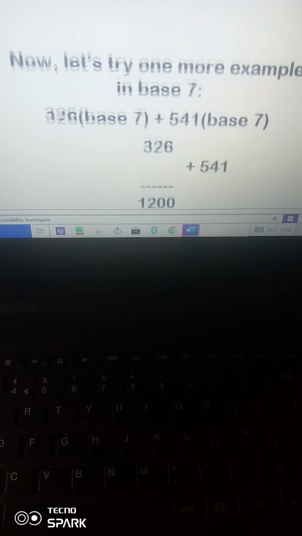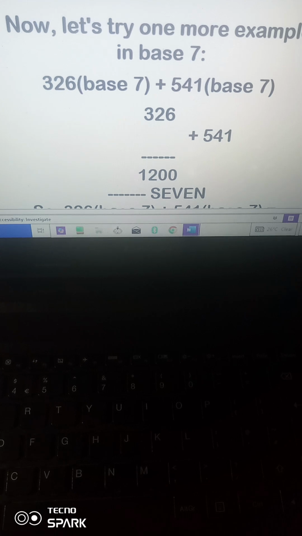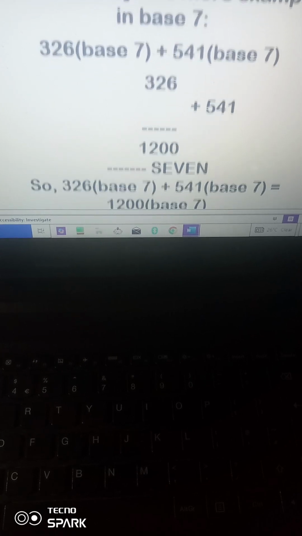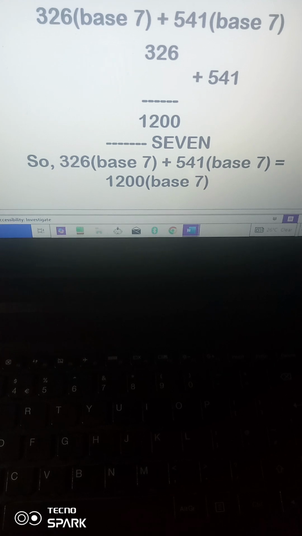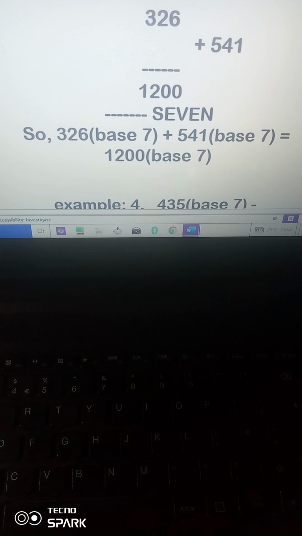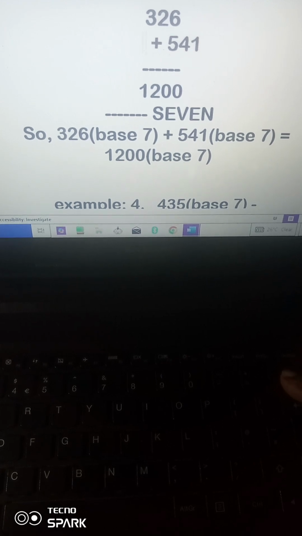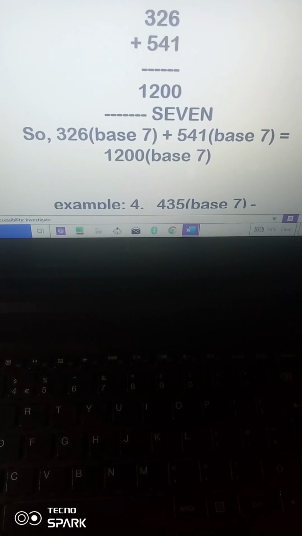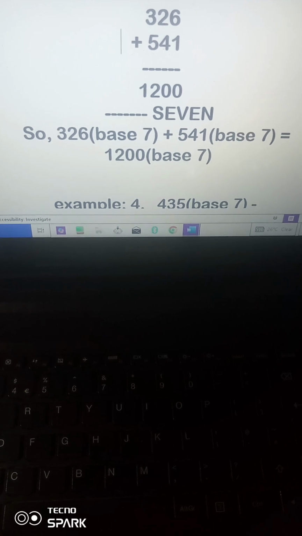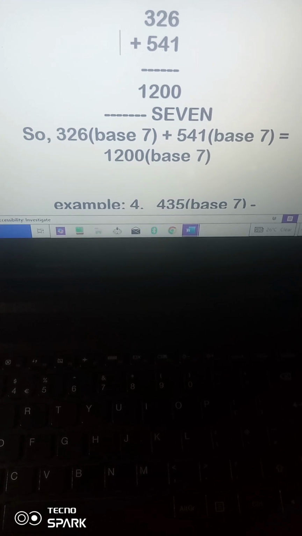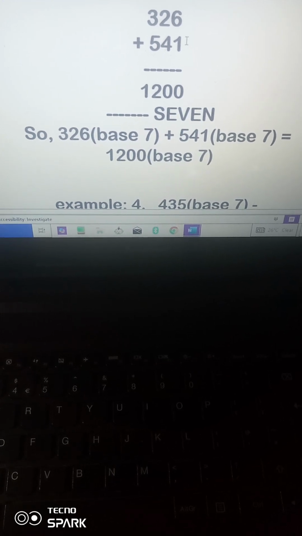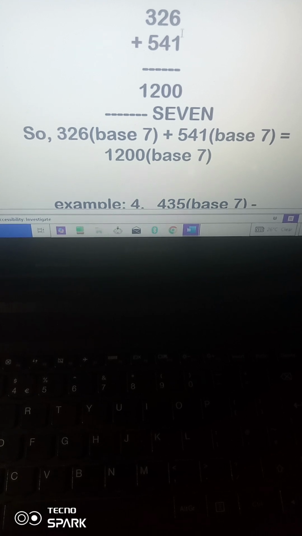Now we are taking a look at another example. This time, this example is in base what? In base 7. So what are we doing here? We are doing addition. Let me set it up well. Good. The question says 236 base 7 plus 541 base 7. So we are adding. It is the same process.